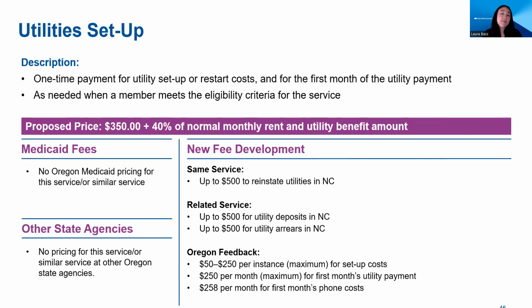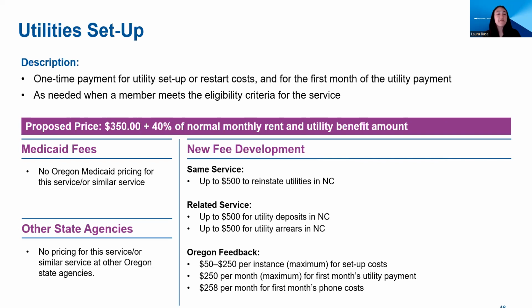The utility setup will cover the one-time payment for utility setup or restart costs, as well as the first month of utility payment. So similar to the utilities arrears service, we're proposing that 40% of the normal monthly rent and utility benefit amount for the payment, plus an extra amount for the startup or restart costs. To develop the setup or restart cost, we found that North Carolina priced utility reinstatement, utility deposits, and utility arrears as up to $500 for each of those services.